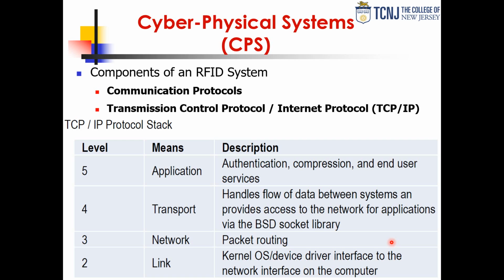Then you do have a network layer that still does packet routing, and you have a transport layer, which is the one that in TCP/IP handles the flow of data between the systems. It also provides a certain level of connectivity to the network for some applications through the sockets and datagrams. So you can have applications that all they use is the transport layer services for TCP/IP, and don't go all the way up to the application.